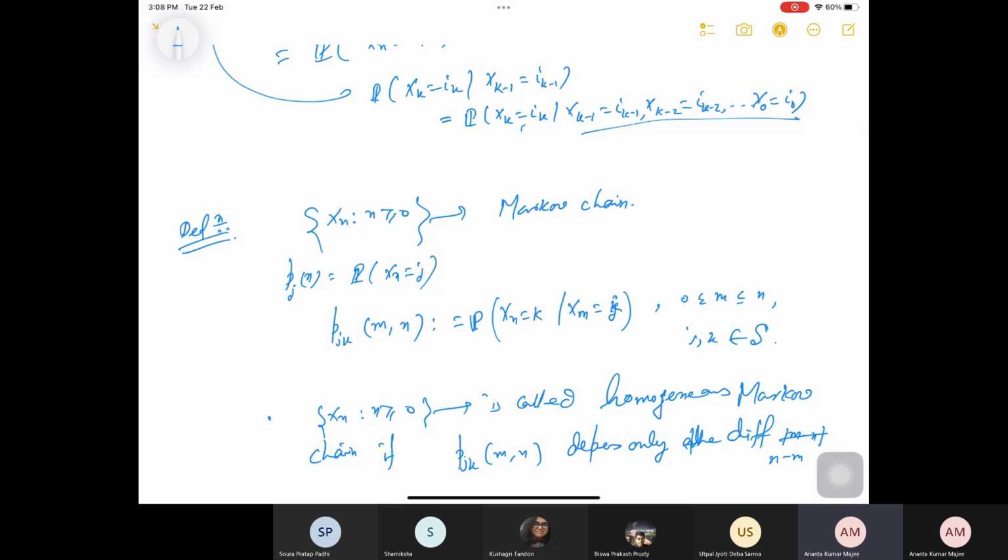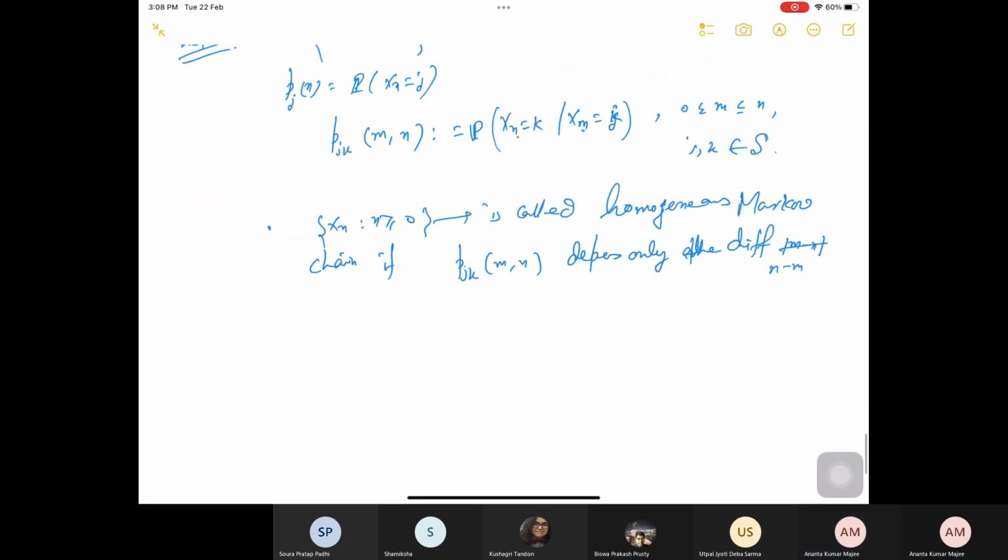That means basically it does not matter from where you start, in which step you start with, is it m or n or something like that. It does not matter. If I start with 0 and it is my n, then it is fine, because the difference is basically n. So this is n minus m. If we start with 0 and then this is n minus m, that is also fine, because if it is homogeneous, it depends only on the differences. And we are mainly interested in this homogeneous Markov chain.